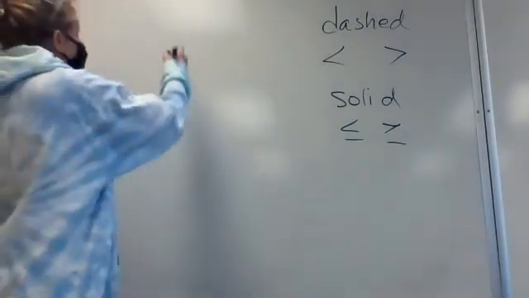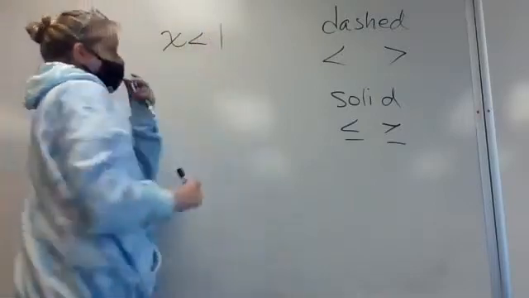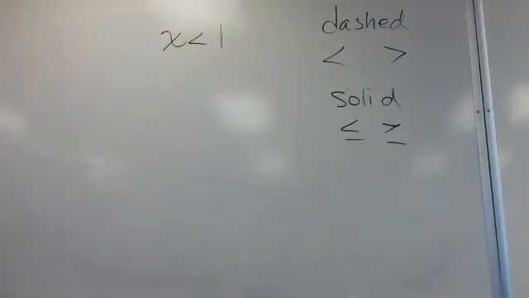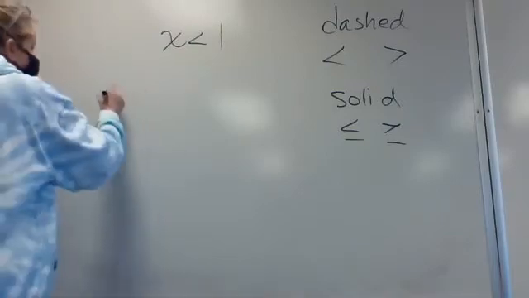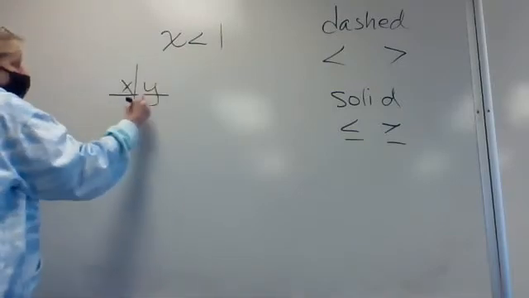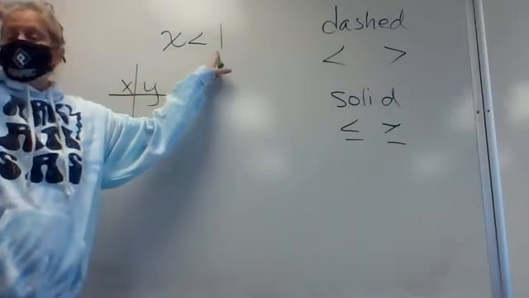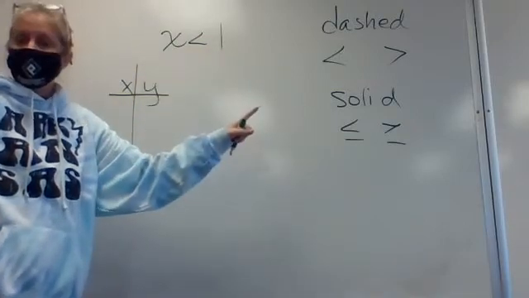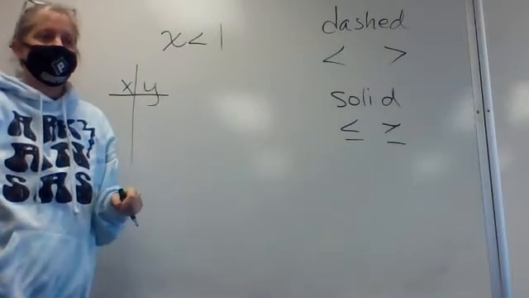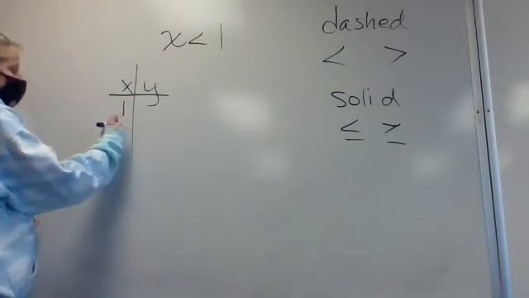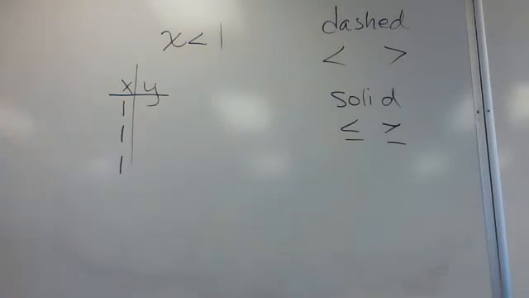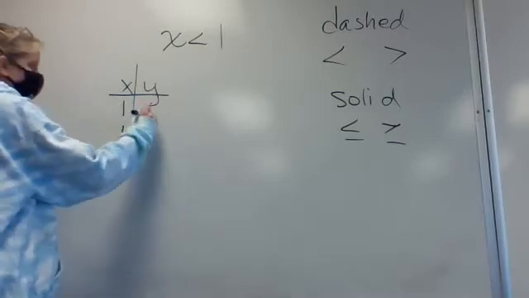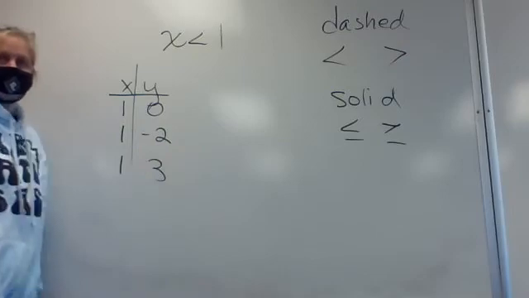x is less than 1. So remember, this makes a special line. When I'm making my XY chart, all the x's in this line have to be 1s, right? There's not an x and a y, so I'm not taking it to y equals. The x's all have to be 1s in every point that you're going to make. It matters none what the y is. Just make up whatever you want.